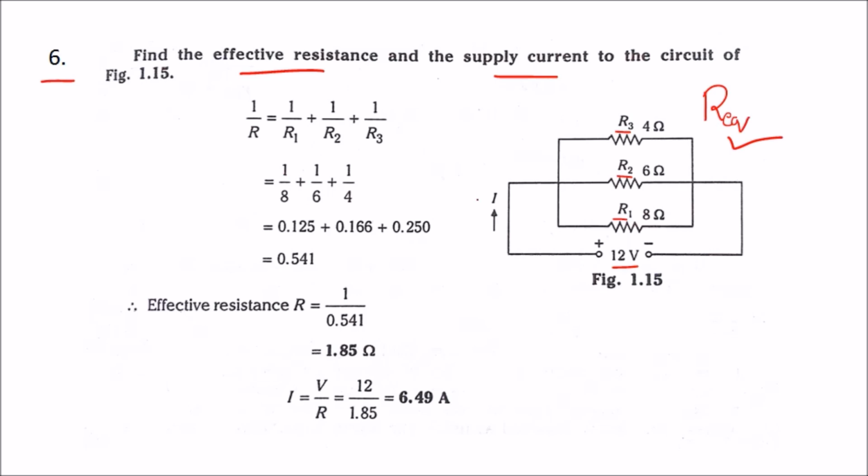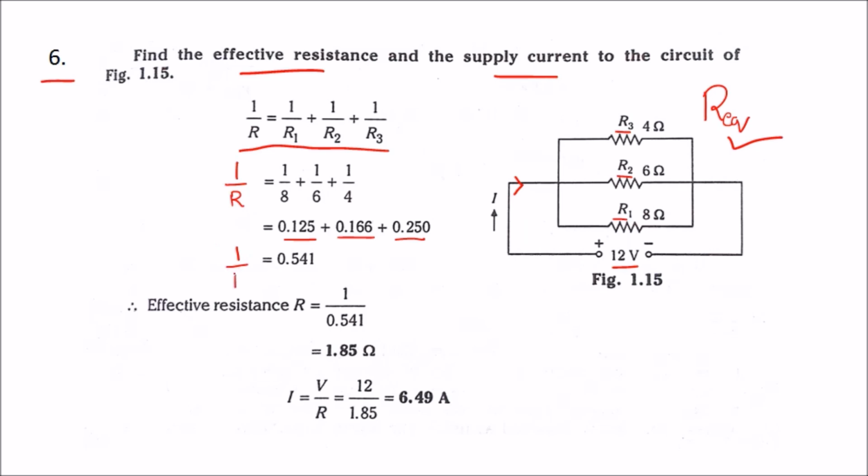And also, we need to find the supply current. So as we know, the formula for equivalent resistance is 1 by R equal to 1 by R1 plus 1 by R2 plus 1 by R3. As we have three parallel resistances, we are calculating for the three resistances. So 1 by R is equal to 1 by 8 plus 1 by 6 plus 1 by 4. These are the values.